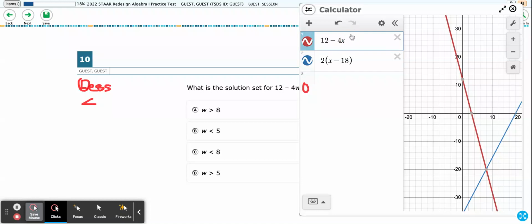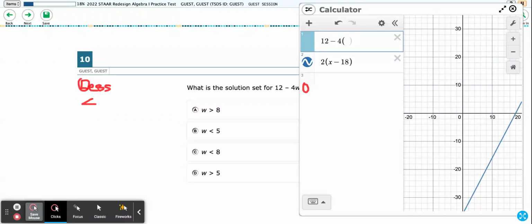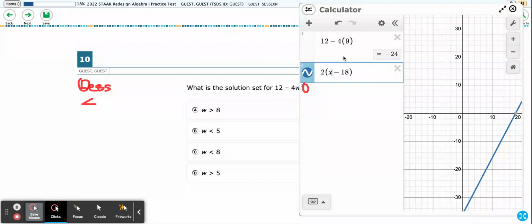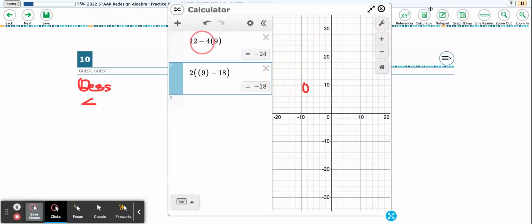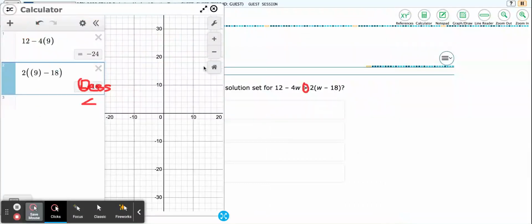So I'm going to go to my first equation. I'm going to substitute, use parentheses, and pick a value that's bigger than 8. Well, that's 9. I'm just going to choose 9. And I'm going to go down to the second equation, or the second line, and substitute that same value, 9, with parentheses. And then I'm going to look at the totals, and I'm going to say, all right, so negative 24 compares to negative 18.